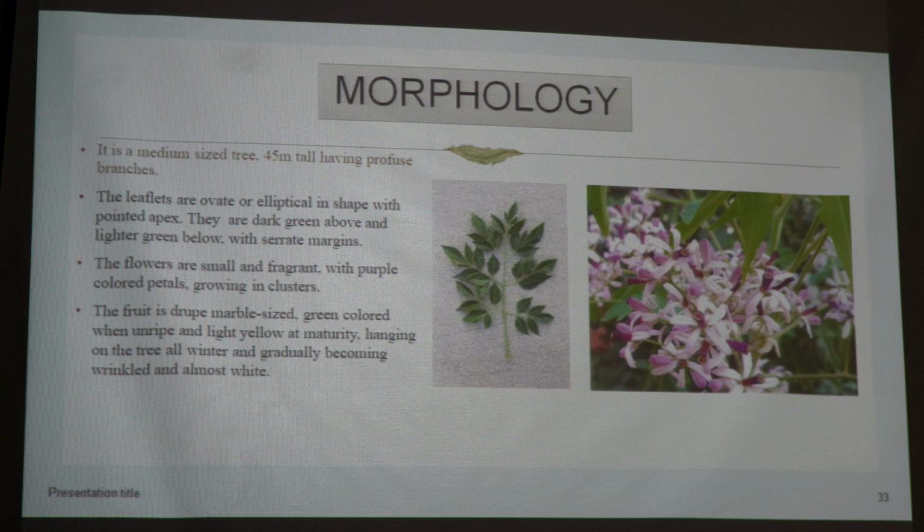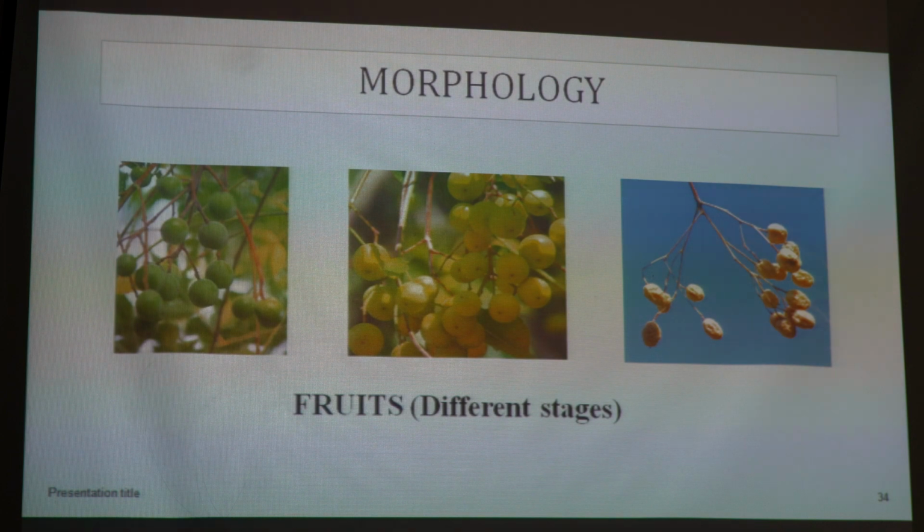The flowers are small, fragrant with purple colored petals growing in clusters. Fruit is marble sized, green colored when unripe and light yellow at maturity, hanging on the tree all winter, gradually becoming wrinkled and almost white. These are the 3 different stages of fruit: first is unripe green, second is yellow after ripening, and third is shrunken white.